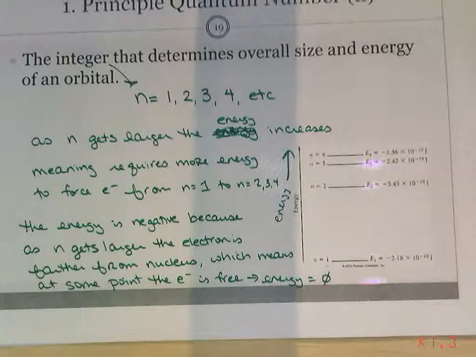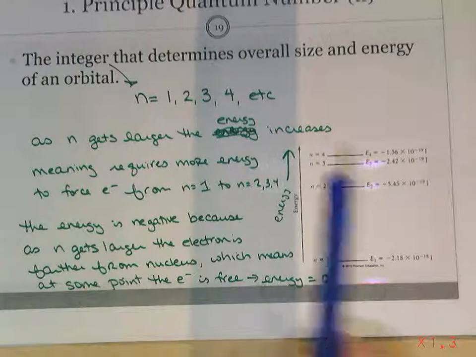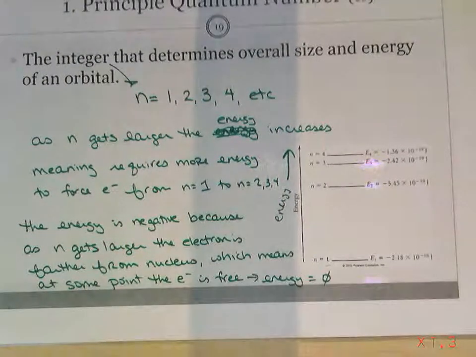All right, so n is a whole number that tells us the energy of the orbital. So that's the zone. It tells us what zone we're in.